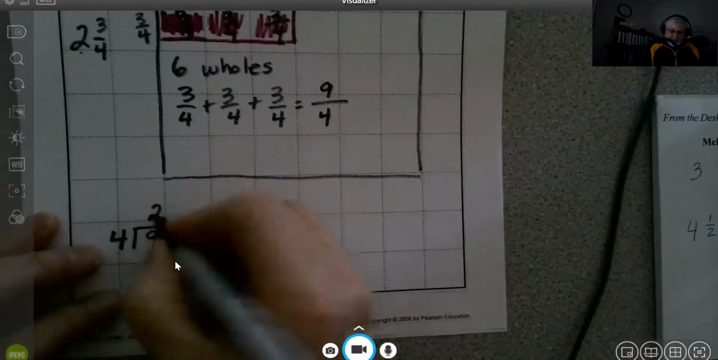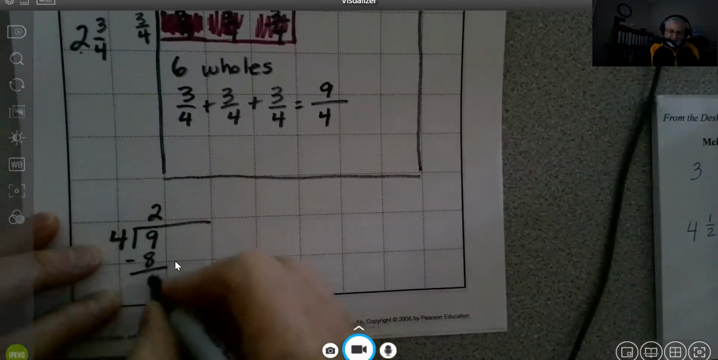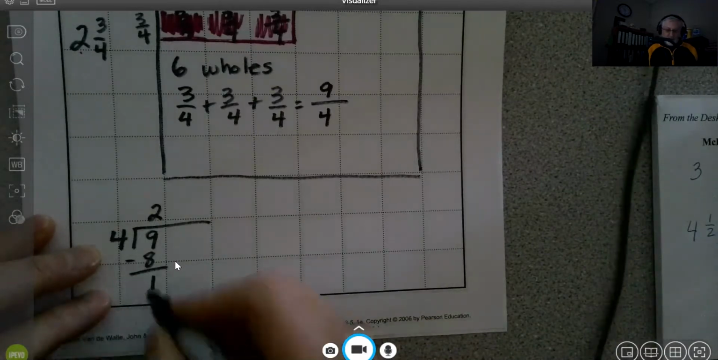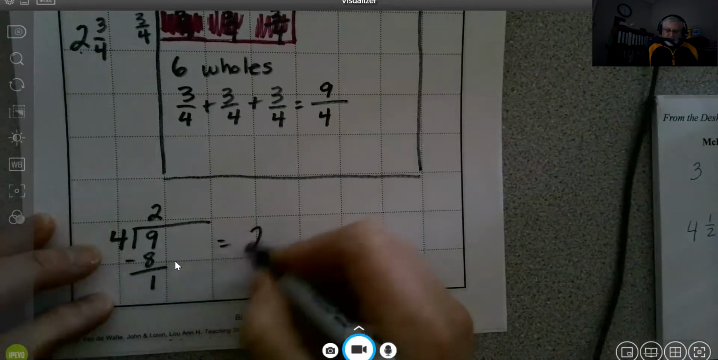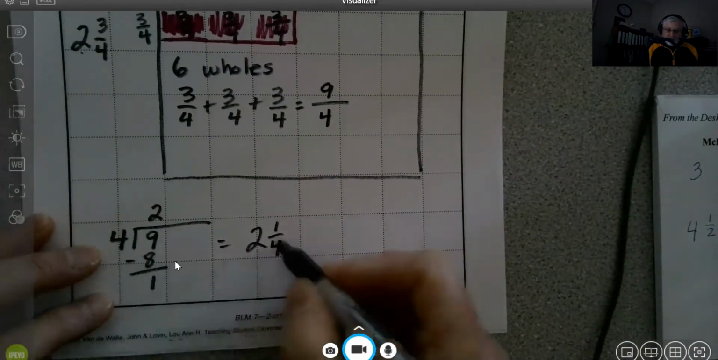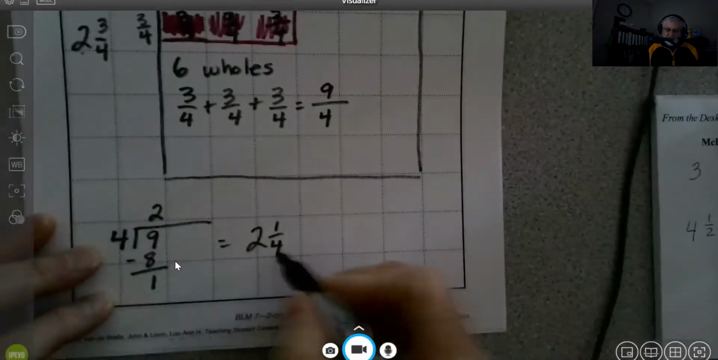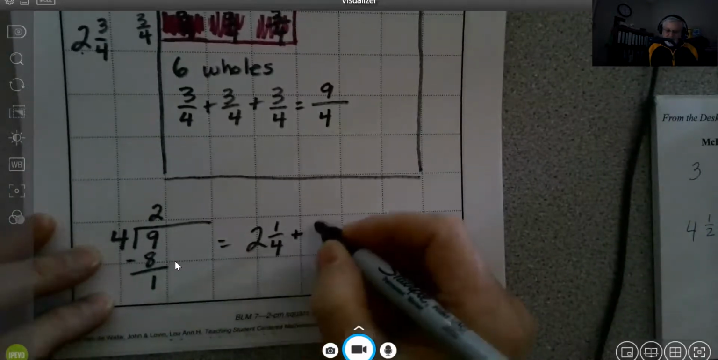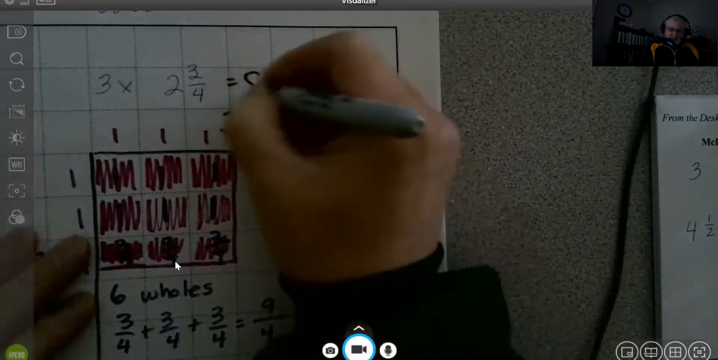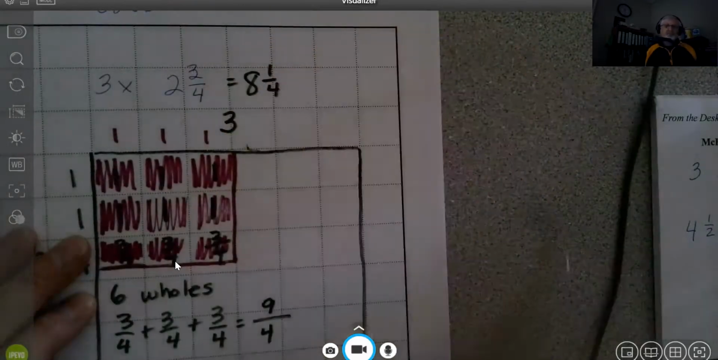I know I can do it twice. And I subtract 8 from 9. Okay, and I have 1 left. So my answer would be 2 1/4, because my remainder becomes my numerator, and my divisor is my denominator. And I have to add it to my other whole, which is 6. So altogether, this would be 8 1/4. So then my answer would be 8 1/4.